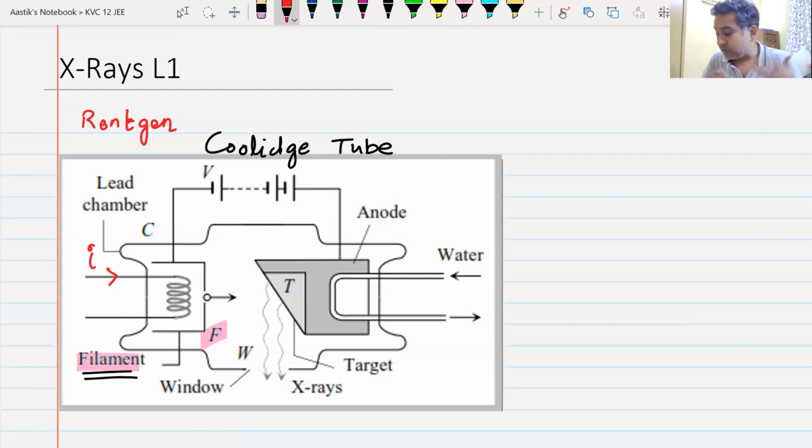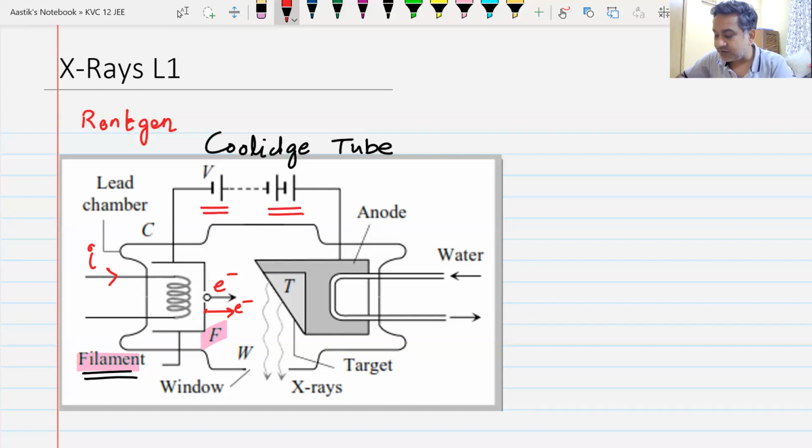It gets heated up. So what happens? It emits what? Electrons. It emits electrons. Now, these electrons may not have sufficient energy. To give them sufficient energy, we connect this to a voltage.